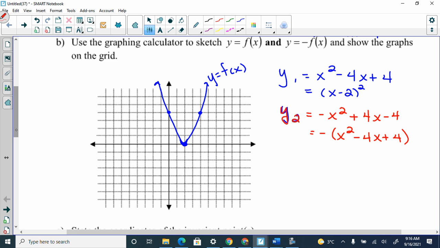So, what's my mapping? (x, y) becomes... did anything happen to my x's? Is there anything in the bracket with my x's? No, so my x is staying the same. What's happening to my y's? They become negative. So that would be my mapping if there's just a reflection in the x-axis, right?